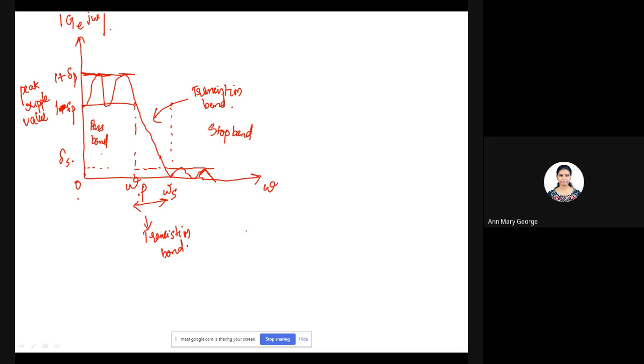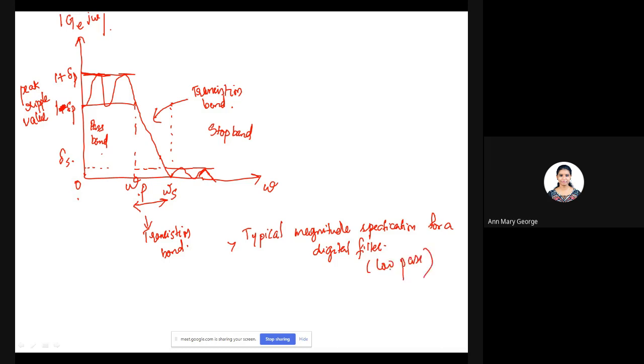Okay, this is the typical magnitude specification for a digital filter. Please note down this figure. Typical magnitude specification for a digital filter. Here we are considering a low pass filter.